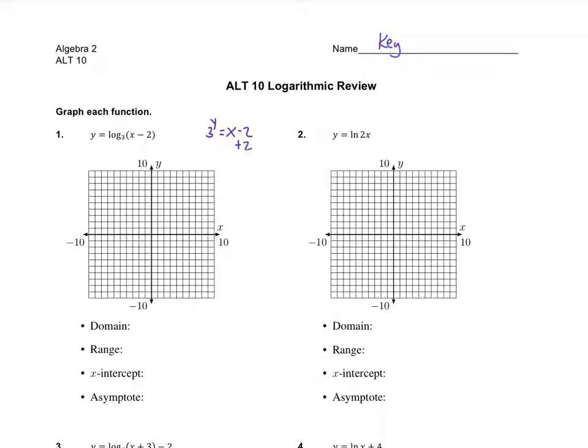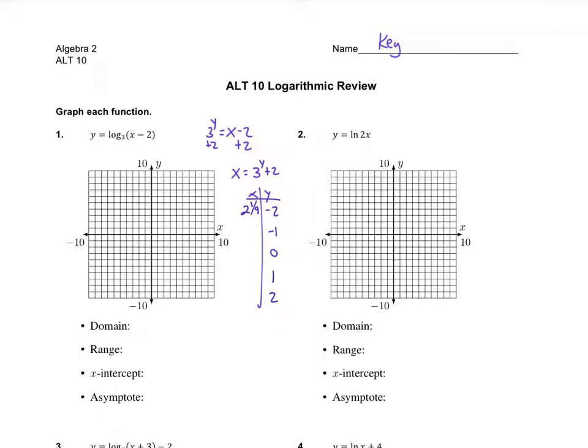Then we're going to add 2 to both sides. So x equals 3 to the y power plus 2. We're going to plug in values for y. Since there's nothing being added or subtracted to y up here, we're going to use -2, -1, 0, 1, and 2. So if we plug that in, we get 3 to the -2 is 1/9. 1/9 plus 2 is 2 and 1/9.